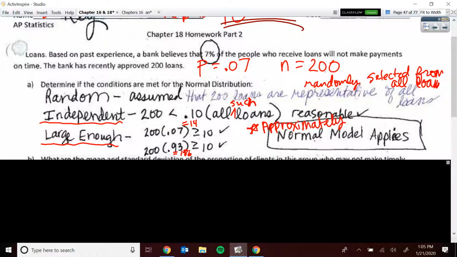So then the song says, and the normal model applies now. But we want to make sure we say approximately normal, because we do not know that it's the actual function of the normal model. It's approximately normal model applies. All right, so there's that.